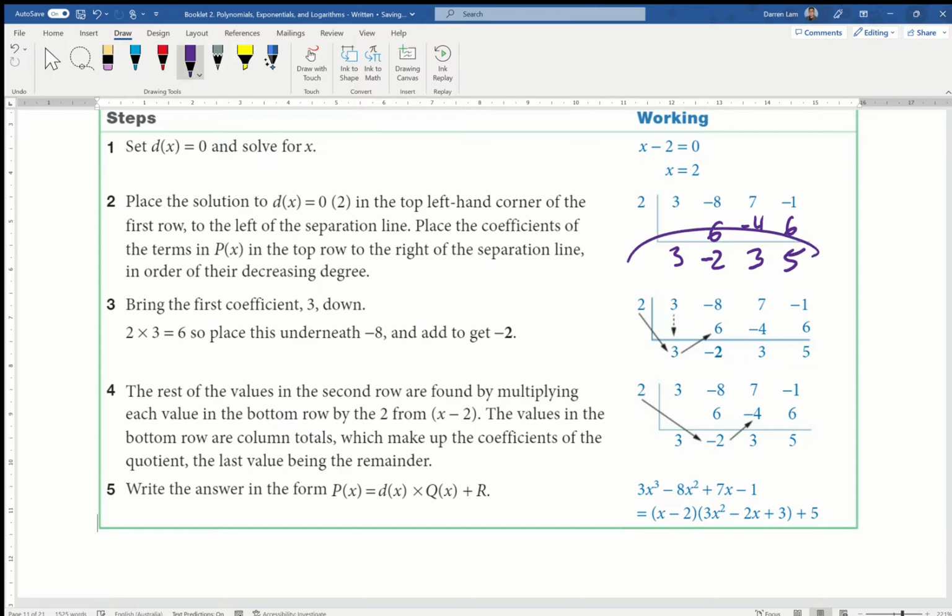Once you end up with these values, that's all you need. Because we know the first one is going to represent the coefficient of x cubed. When we divide it by a linear factor, of course, it's going to be x squared. So therefore, our 3 represents the coefficient of our x squared. Our negative 2 represents the coefficient of our x. The 3 represents the coefficient of our constant. And the 5 represents the remainder. Again, only works for linear equations. Totally optional. You don't have to do this. Any questions? Okay.